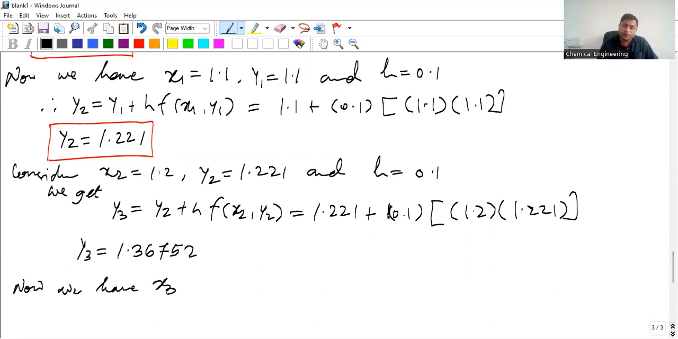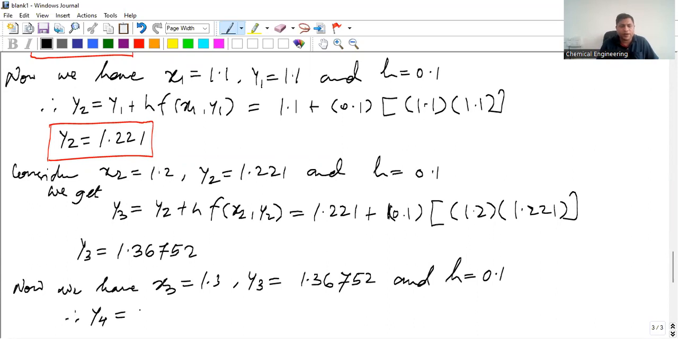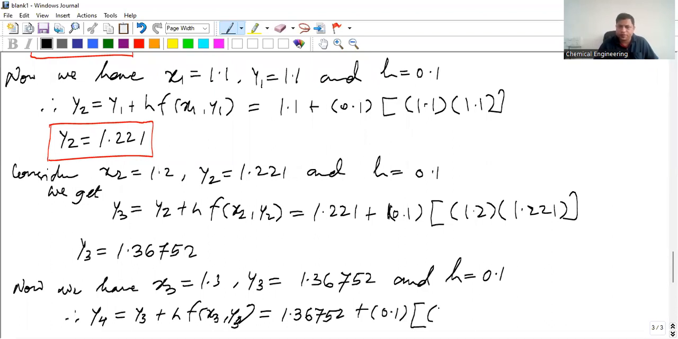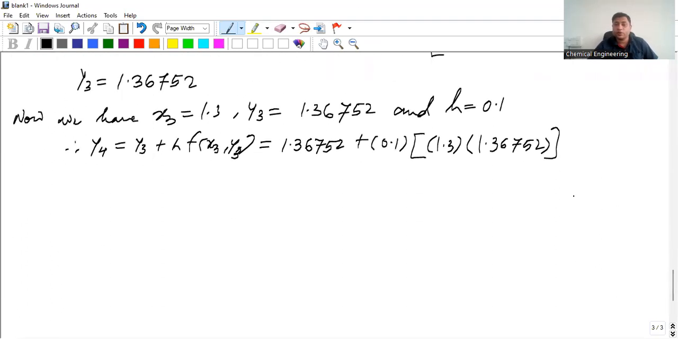We have x3 is equal to 1.3, y3 is equal to 1.36752, and h is equal to 0.1. So now we can go for y4. So y4 is y3 plus h times f of x3, y3. This is 1.36752 plus 0.1 times 1.3 into 1.36752. And now we are able to calculate the value of y4.